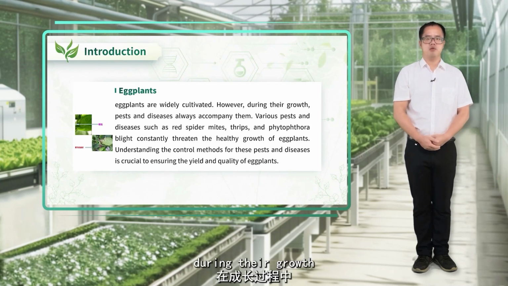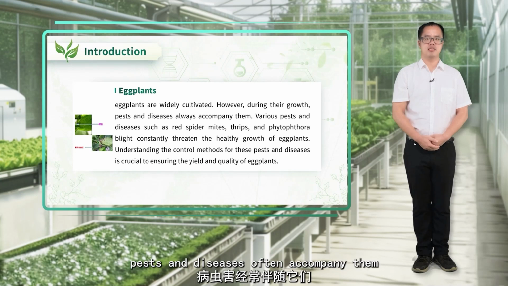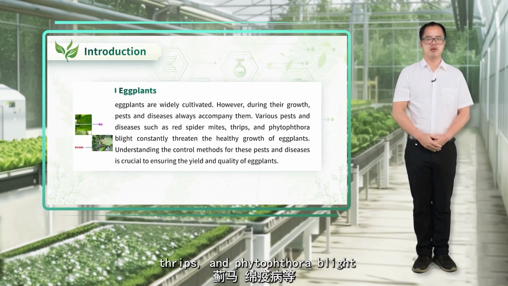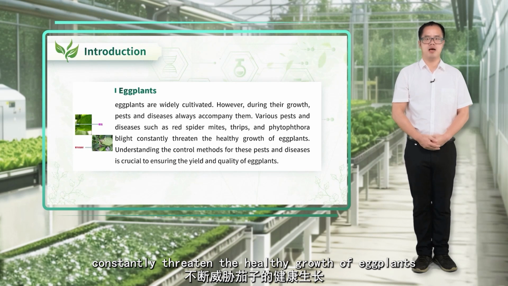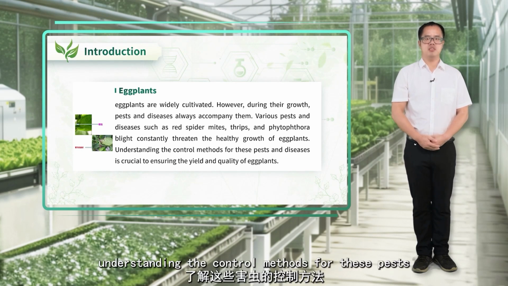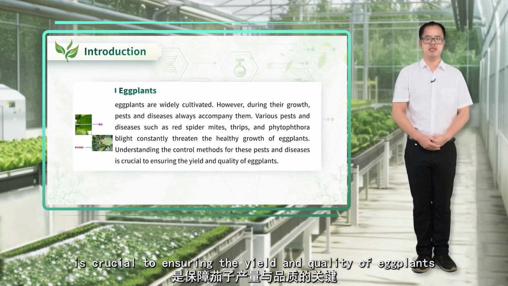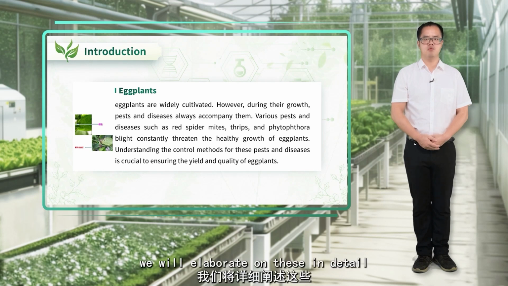However, during their growth, pests and diseases often accompany them. Various pests and diseases, such as red spider mites, thrips, and Phytophthora blight, constantly threaten the healthy growth of eggplants. Understanding the control methods for these pests and diseases is crucial to ensuring the yield and quality of eggplants. Next, we will elaborate on these in detail.